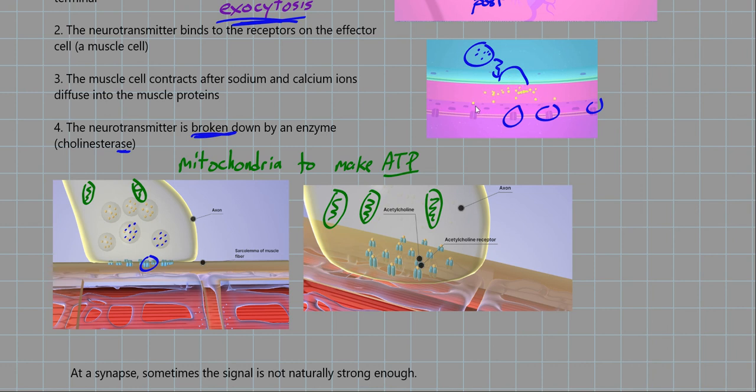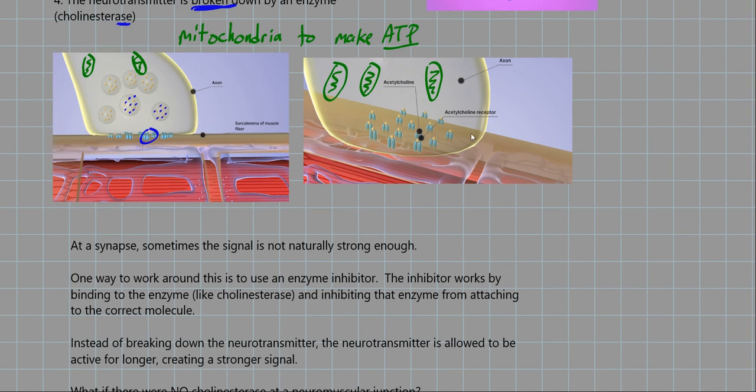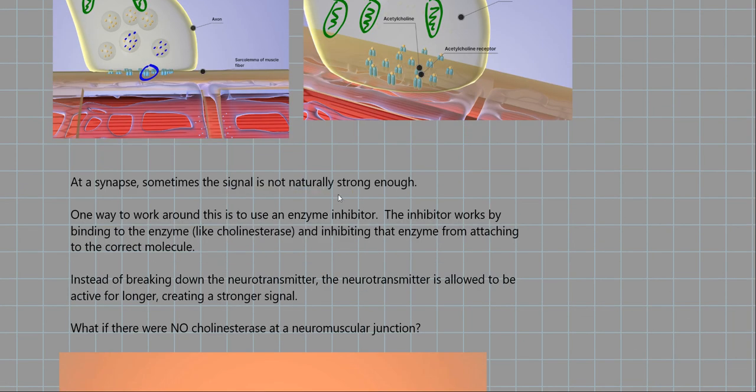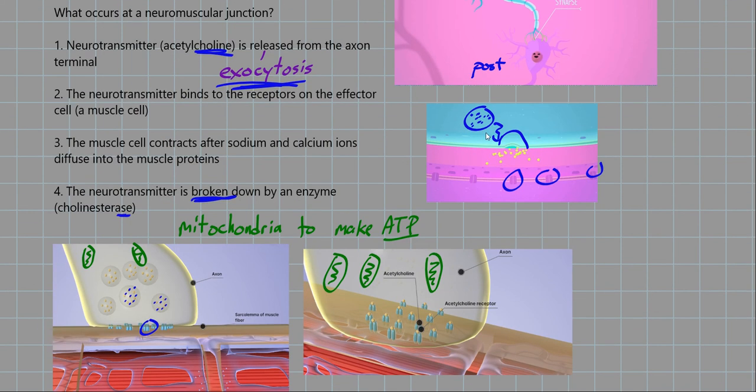These parts from the broken down neurotransmitters sometimes get reabsorbed, but at any rate, new neurotransmitters get created and this cycle can continue over and over. Sometimes that signal is not strong enough, and we can get around this problem by using an enzyme inhibitor. Normally we want an enzyme to break these guys apart after they've done their job, but maybe we want to slow that process down so that the signal can be stronger.